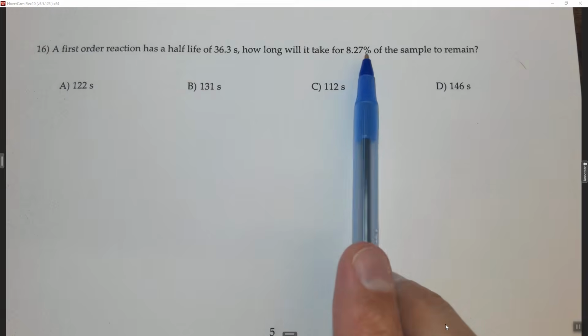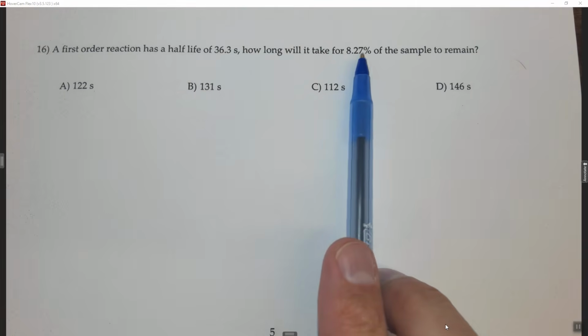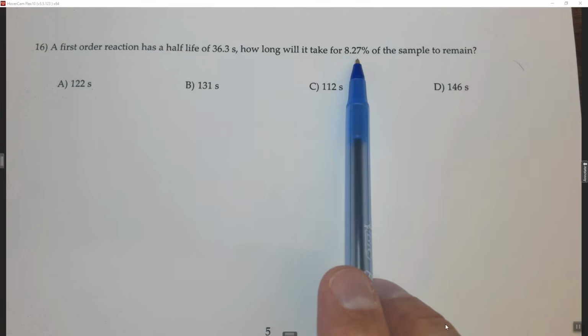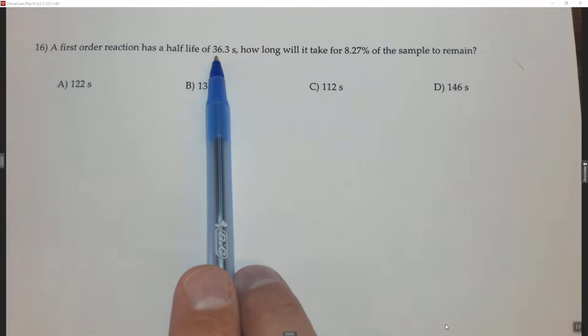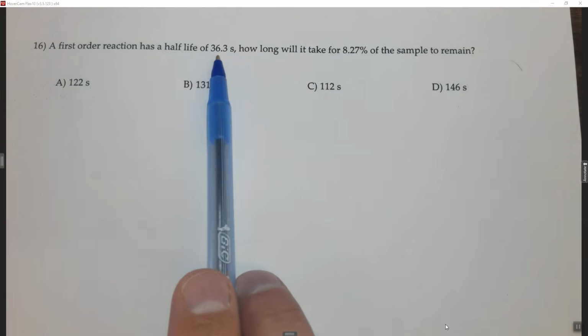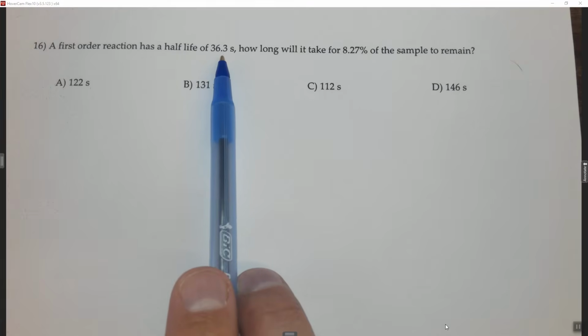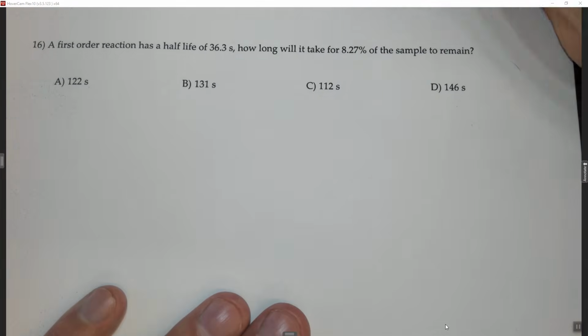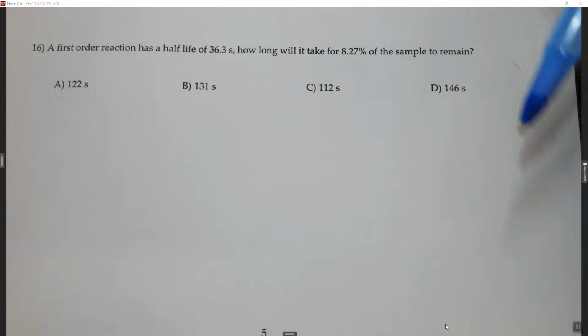If it said how long will it take for 50% of the sample to remain, it would be 36.3 seconds. Or if it said 25% of the sample to remain, it would be 2 times 36.3 seconds, which would be 72.6 seconds, which is a minute and 12.6 seconds, roughly. Anyway, that's not the point here. The point here is this is not an even number of half-lives. When you don't have an even number of half-lives, it's a little bit trickier.